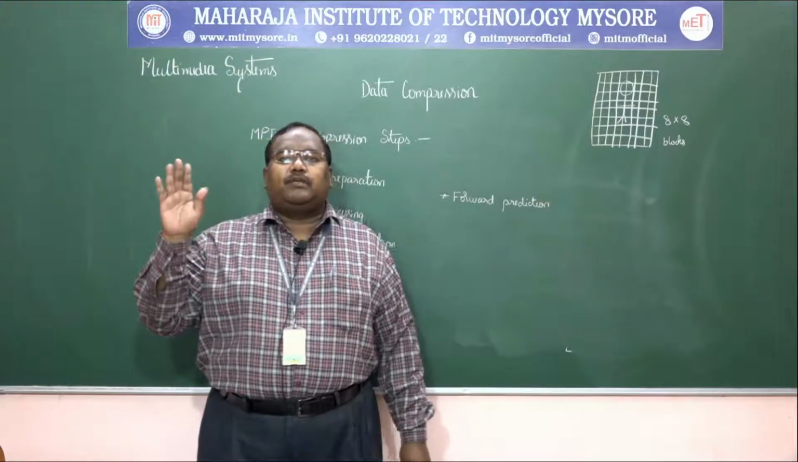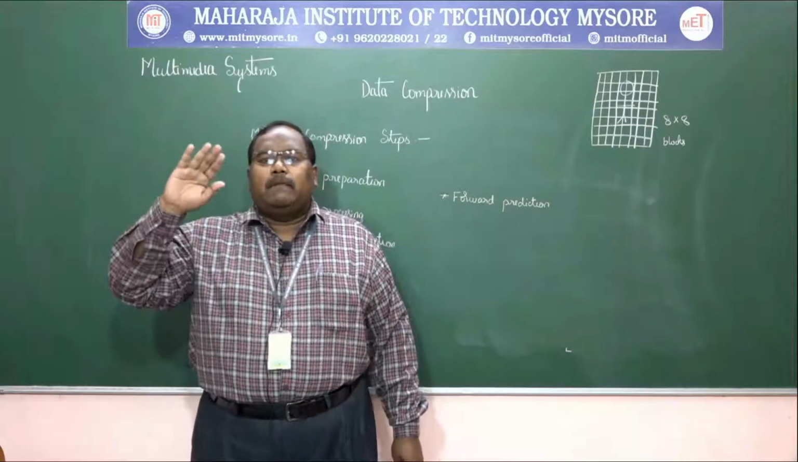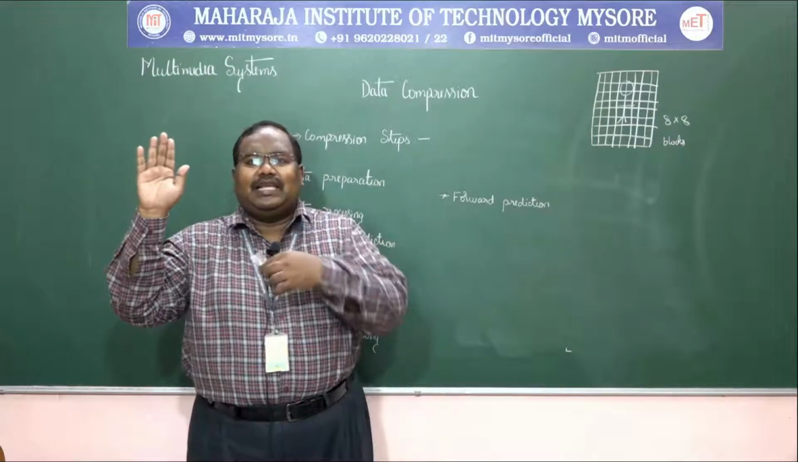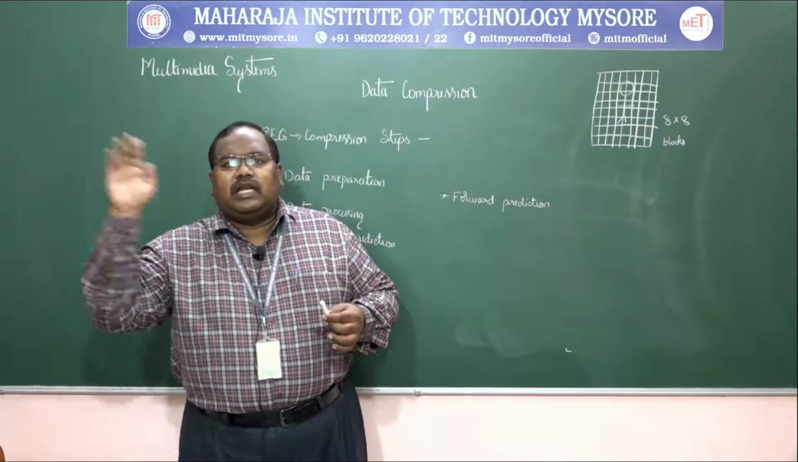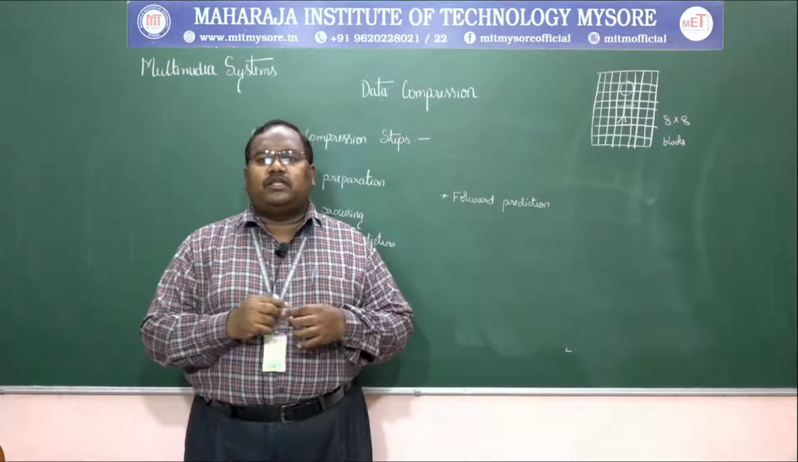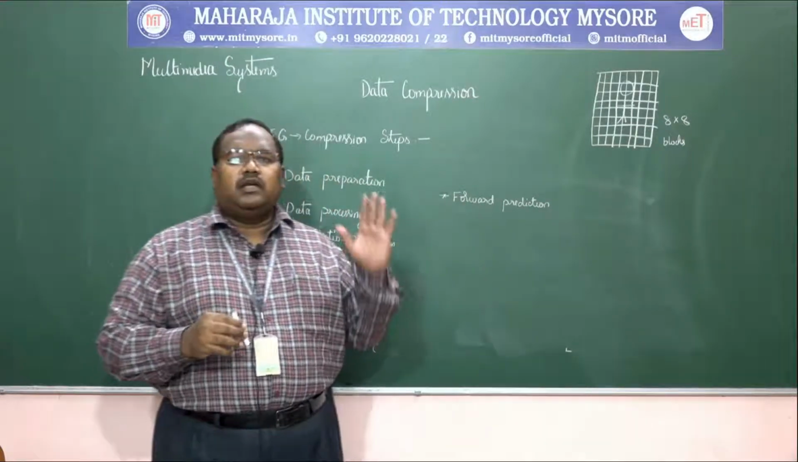Like here, if I want to wave like this, my hand is like this, I analyze this frame and predict that in the next frame the hand will be moving slightly this way. This kind of prediction is said to be the forward prediction.